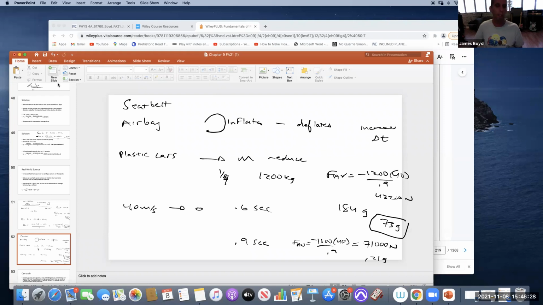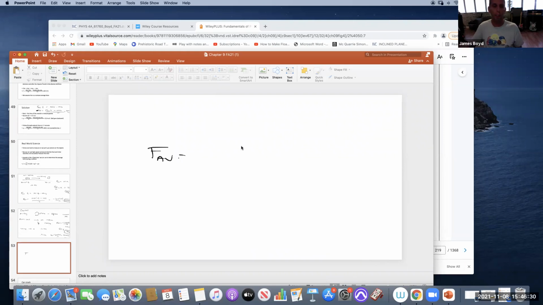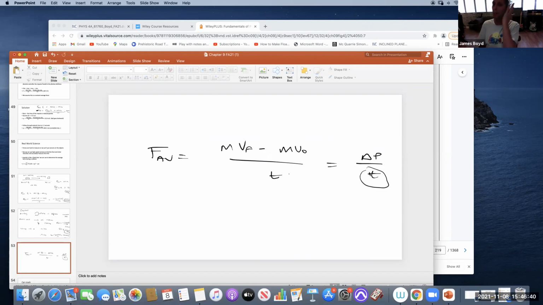So if you look at this, our average force during an impulse is mv final minus mv initial over t, or our change in momentum over t. By increasing t, we decrease the force that occurred, the average force happening to us. That's really important, and it's really, really worth noting.